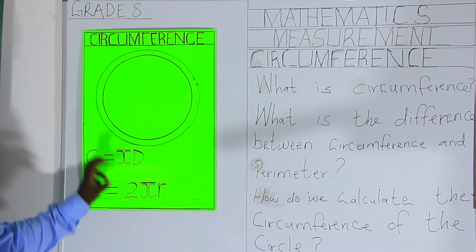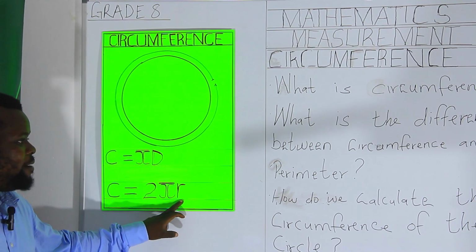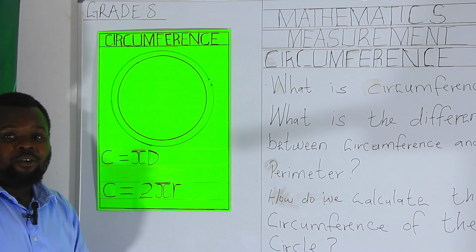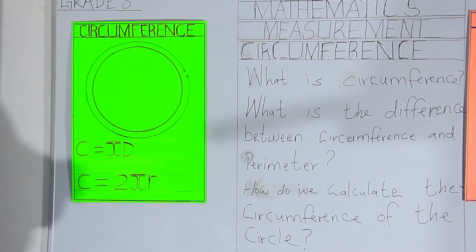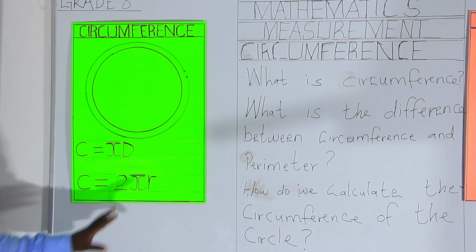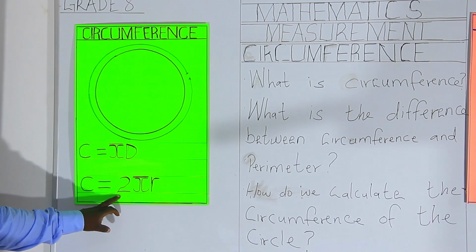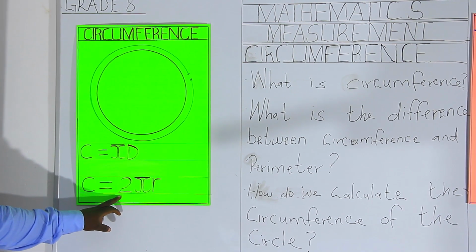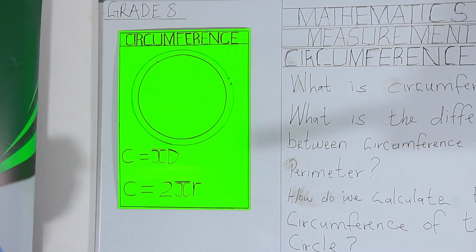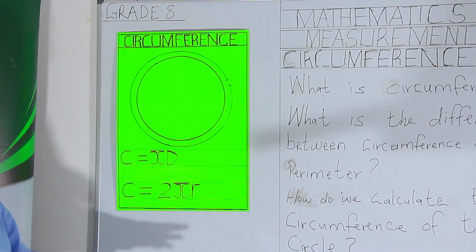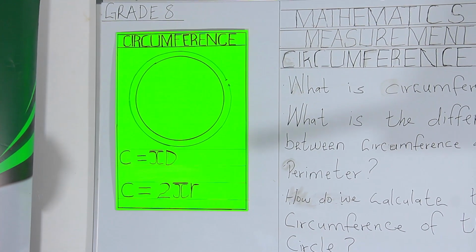Circumference is equivalent to 2 pi r. R represents radius. Then let us clarify the two formulas. We have 2 here in the second formula. When you multiply these 2 and the r, you get the diameter. So the formula is just the same, but we only use the second formula when we are given the radius.